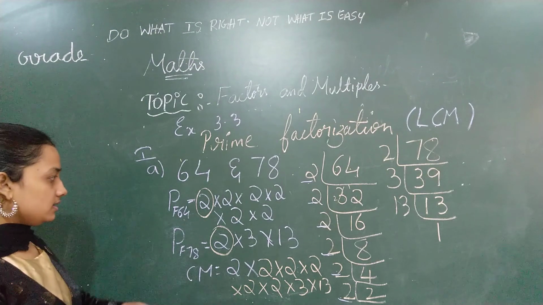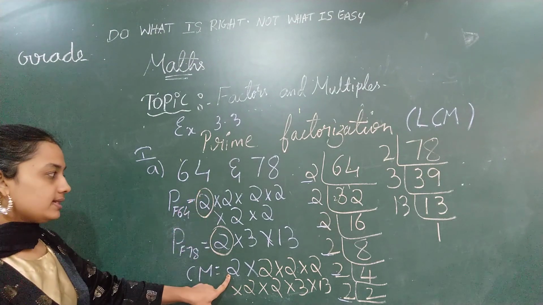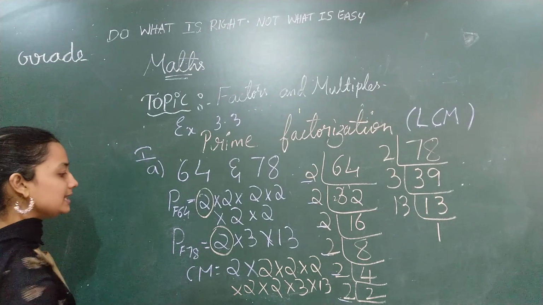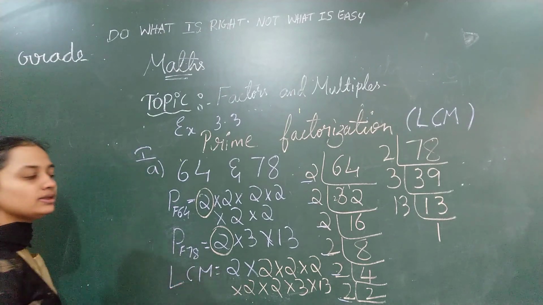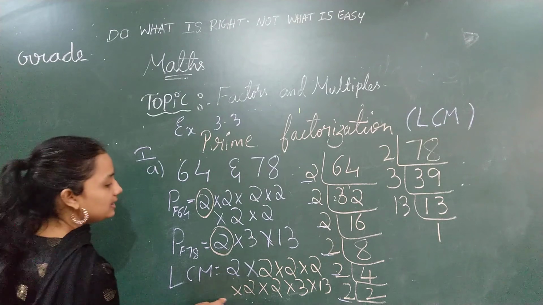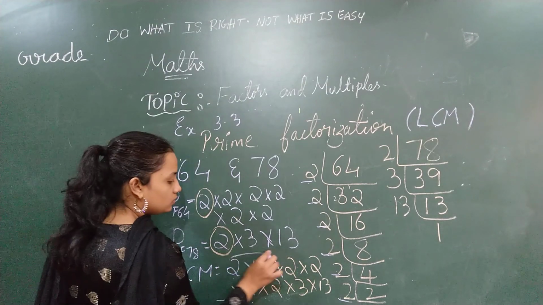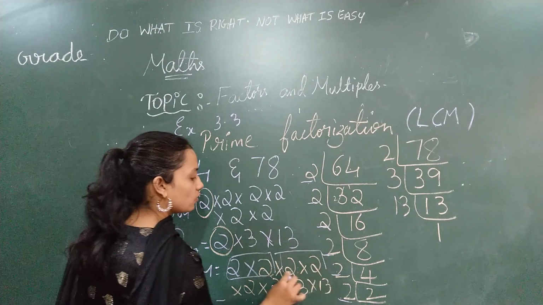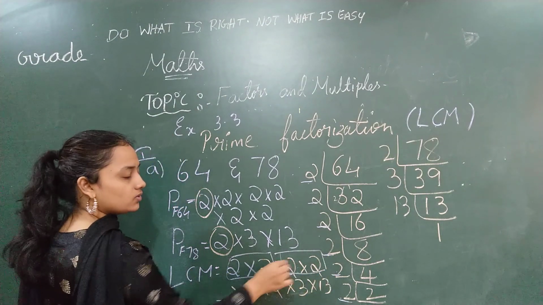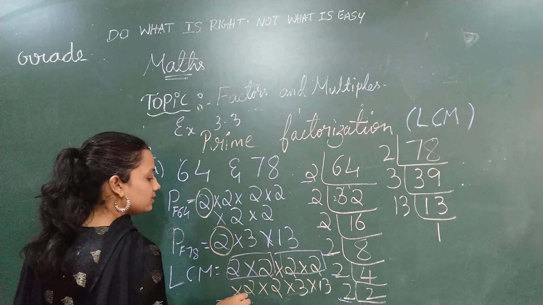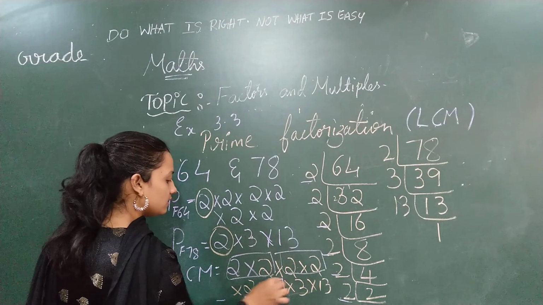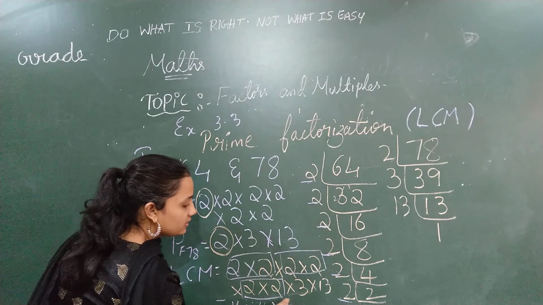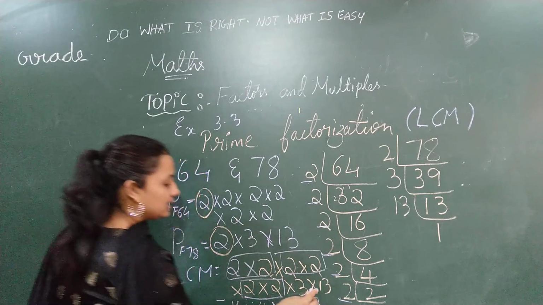See what I have done. This common one I have written once. And all other things which are remaining I wrote here. When you multiply all these things, you get your LCM. Let's multiply. 2 2s are 4. 4 2s are 8. Okay, 4 into 4 is 16. 16 into 4 into 3 into 13.